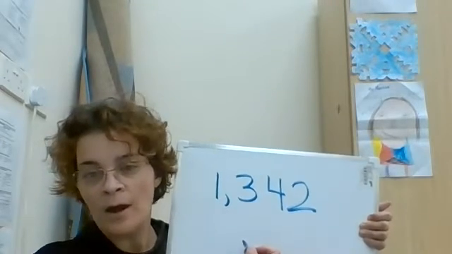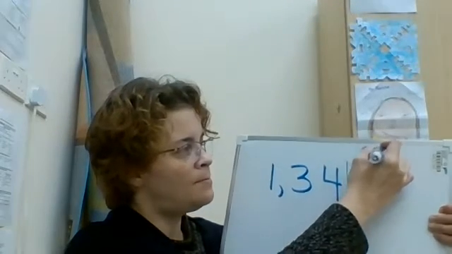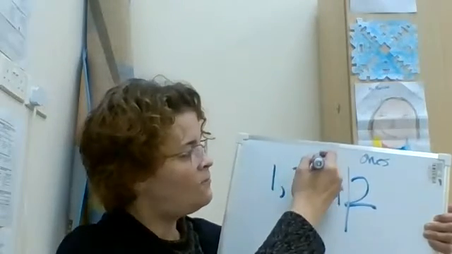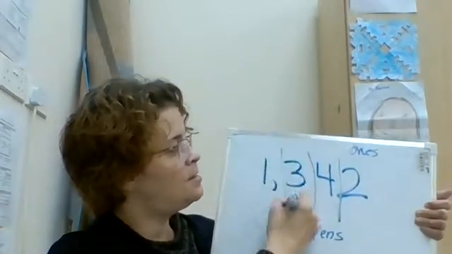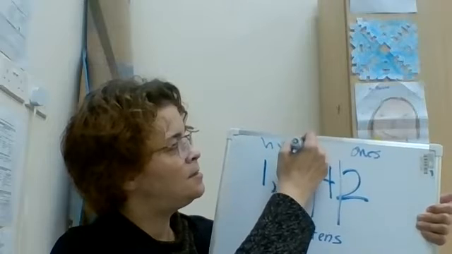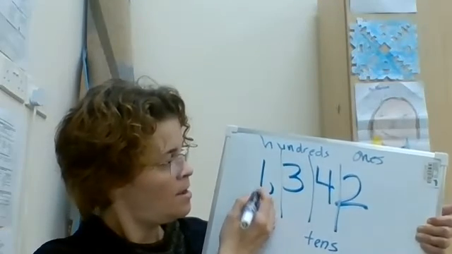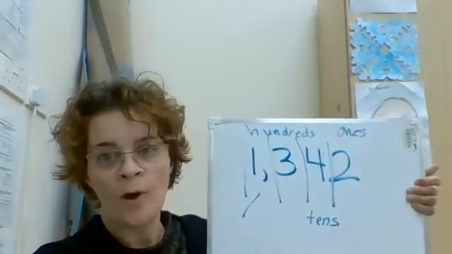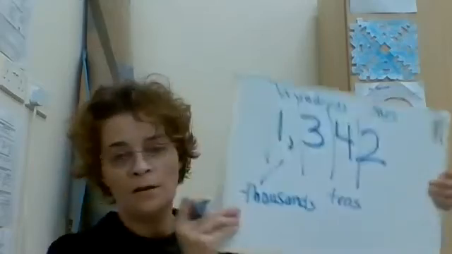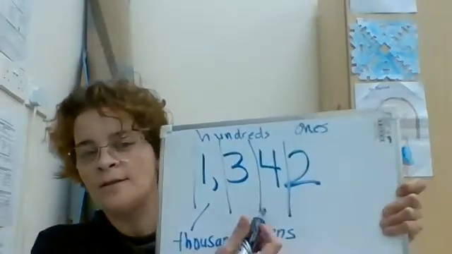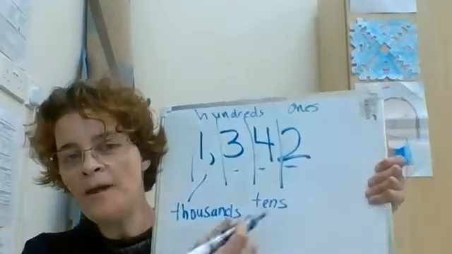Do you know? I'm going to help you with this. Here the 2 is in the ones column. The 4 is in the tens column. The 3 is in the hundreds. And the 1 is in the what? Right, thousands. Very good. So we have the ones, the tens, the hundreds, the thousands. How many ones do I have?